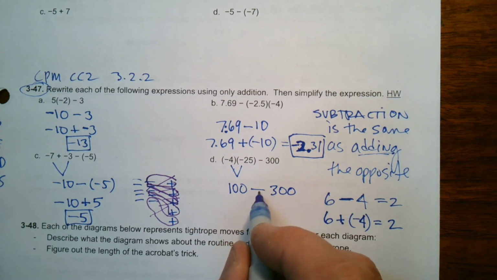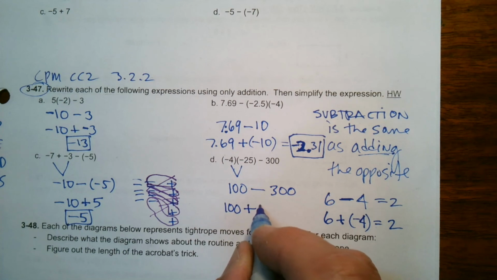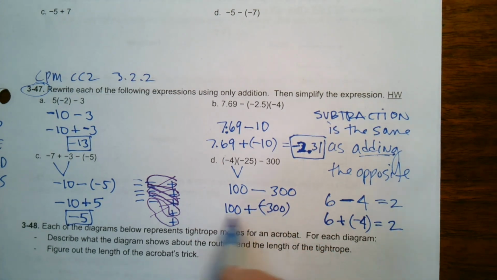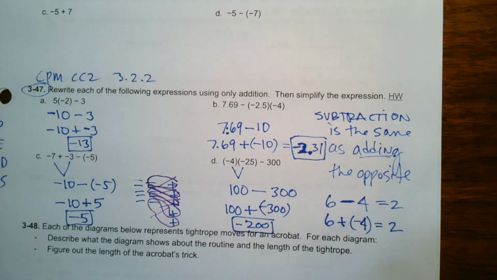Well, once again, I have subtraction. I'm going to change it to add the opposite. So it's going to be 100 plus negative 300, right? So it's a positive and a negative. There's some cancellation, so you find the difference of those absolute values. 300 minus 100 is 200. And you look to see, are there more negatives or more positives? There are more negatives. So I'm going to end up with my difference being negative. Okay. All right.